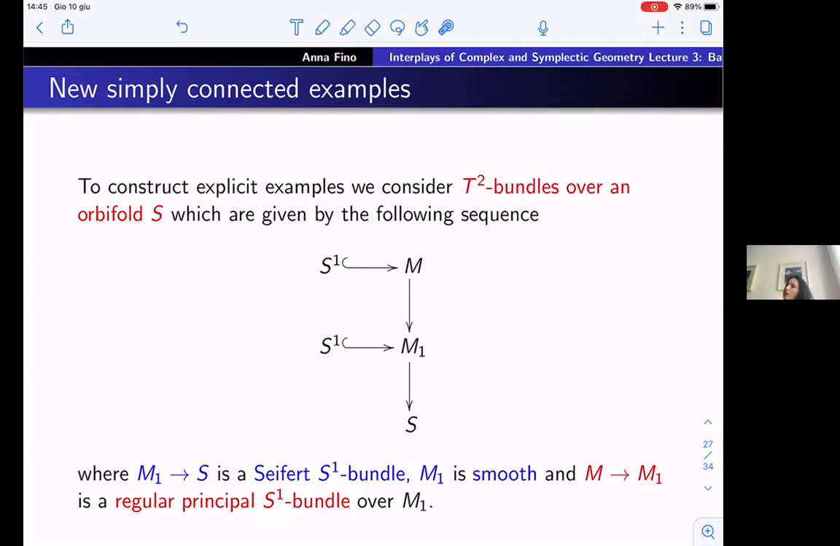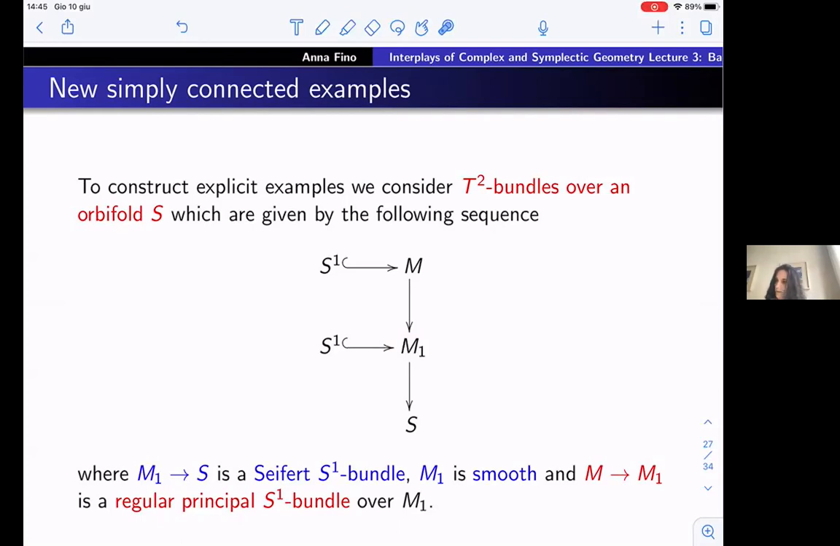That is how we construct explicit examples. So the idea is the following. Our solution will be smooth. We will consider a T2 bundle over an orbifold. We start with S, which is an orbifold. Then we consider a Seifert S1 bundle on S, which is not necessarily smooth in general, but we construct it in such a way, using a specific rational divisor, that M1 is smooth.